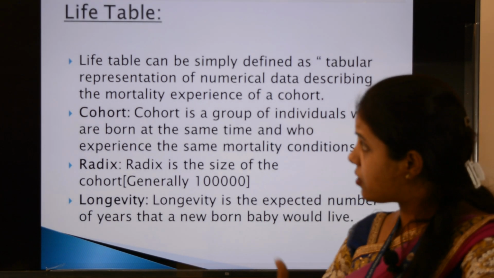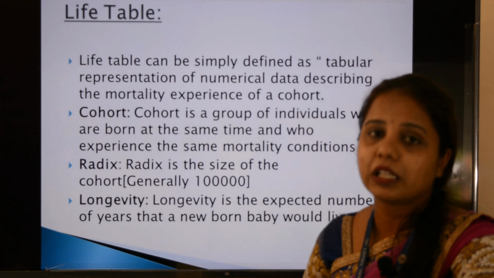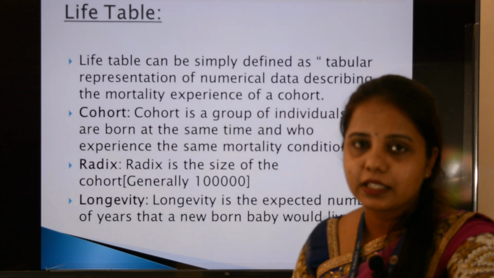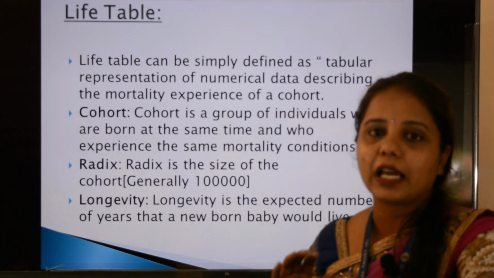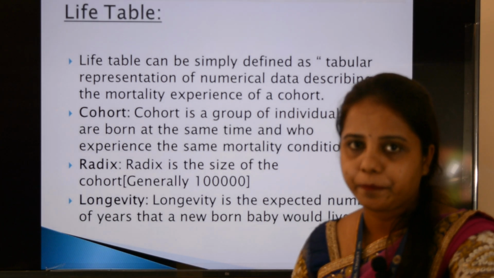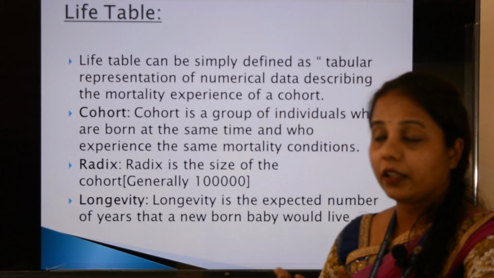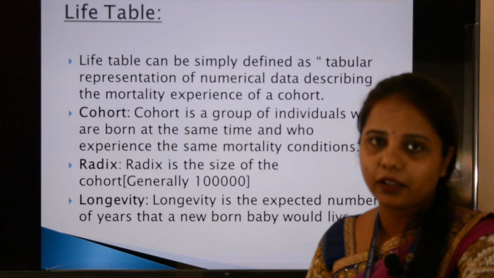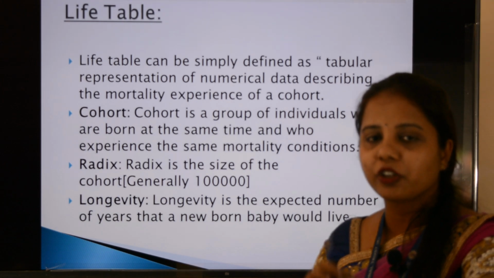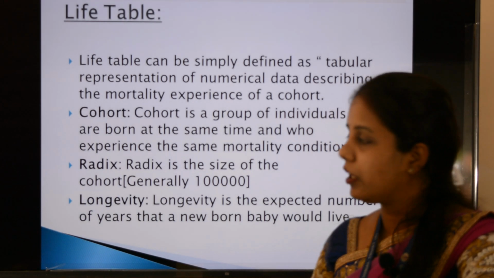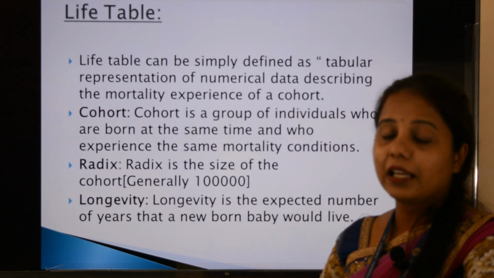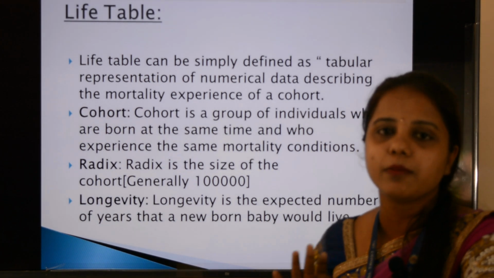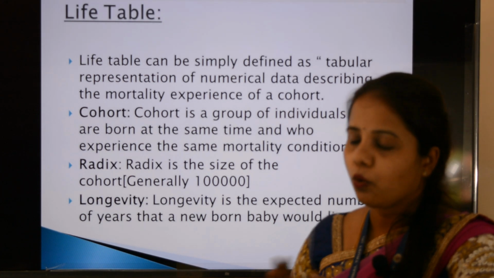The next term related to this life table is radix. What is radix? Radix is the size of the cohort. How many people are there? I told you group of individuals, right? In that group, how many are there? Or what is the population of that group? We'll call it radix. And generally, radix is taken as 1 lakh. That is, the maximum value is taken as 1 lakh.